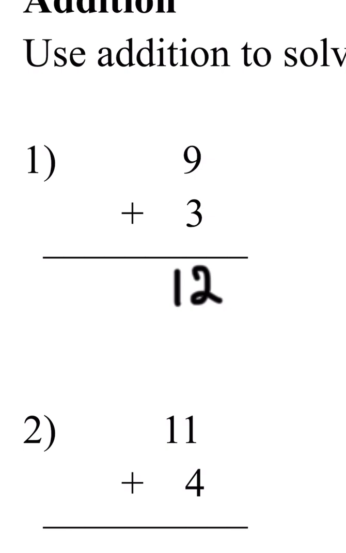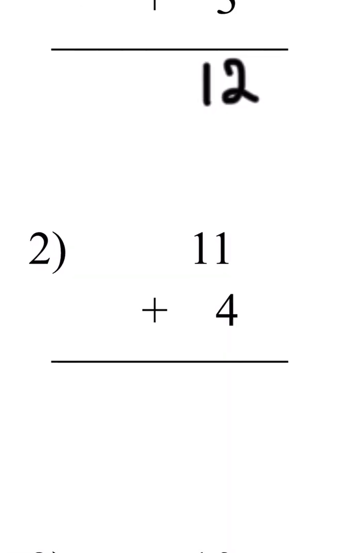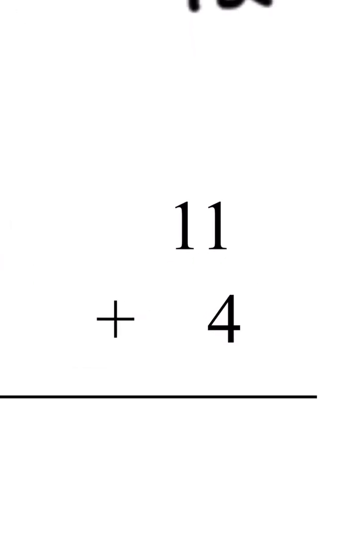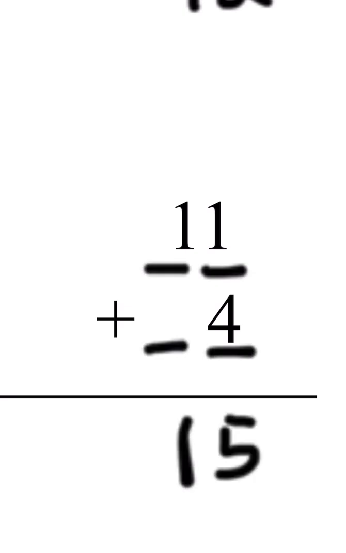Let's look at number 2. So we need to first add the numbers that are on the ones place. So 1 plus 4 is 5, and 1 plus 0 is 1. So 15 is the answer for number 2.